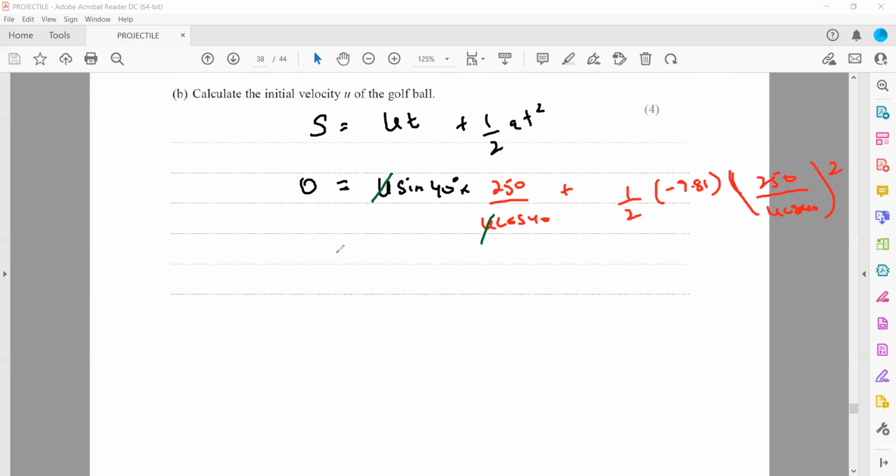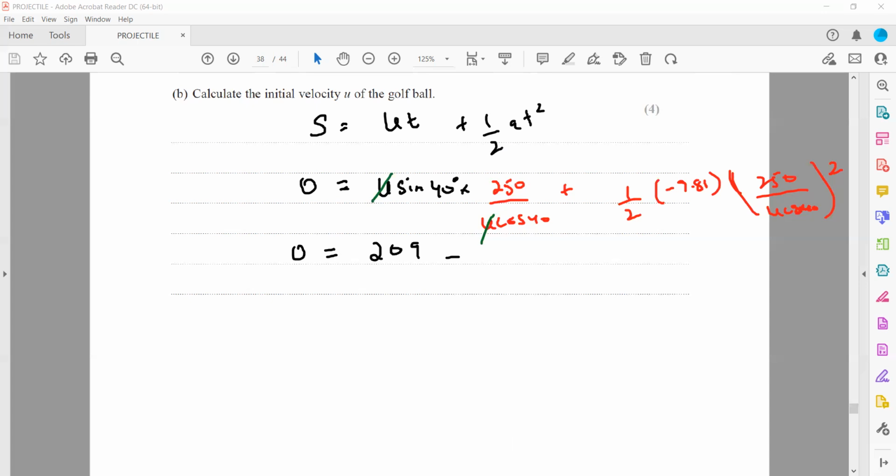Sine 40 multiplied by 250. What's the answer? Sine 40 multiplied by 250 is 160.6, and that is divided by cos 40. The answer is 209. Okay, this is 209.